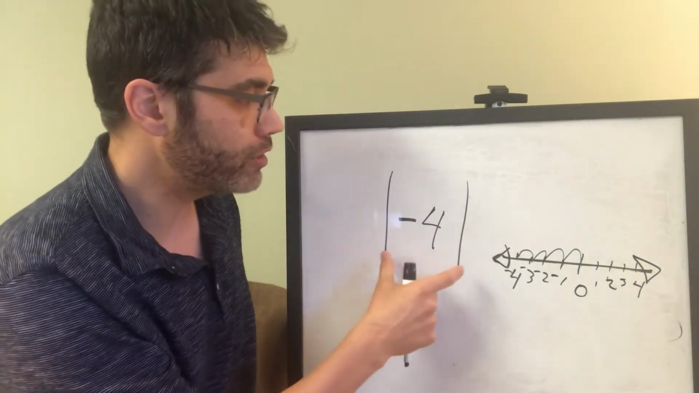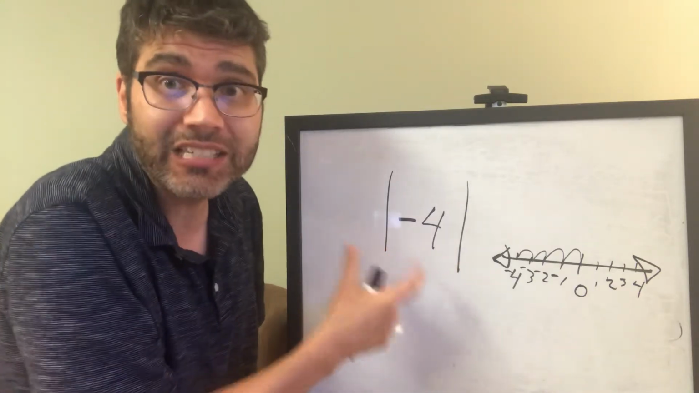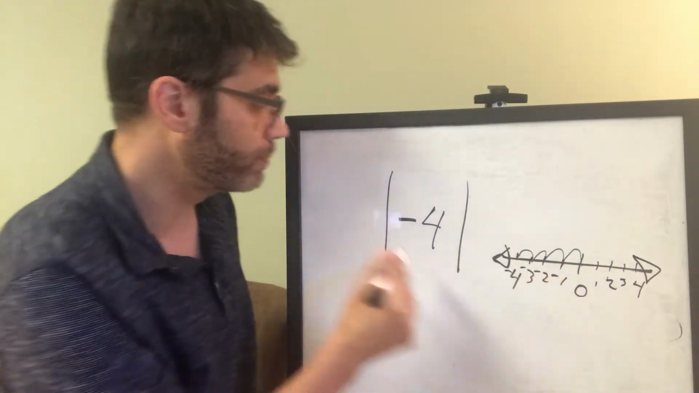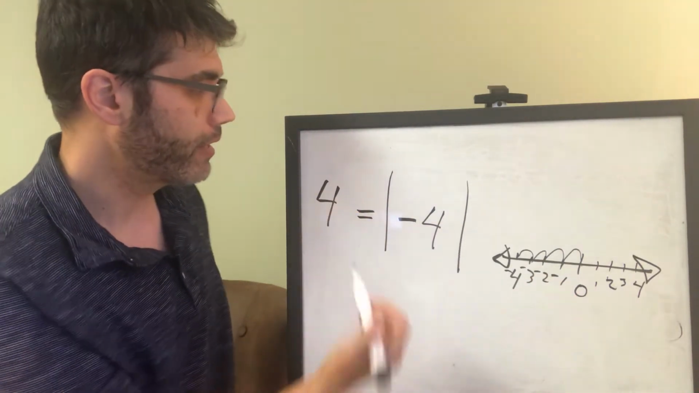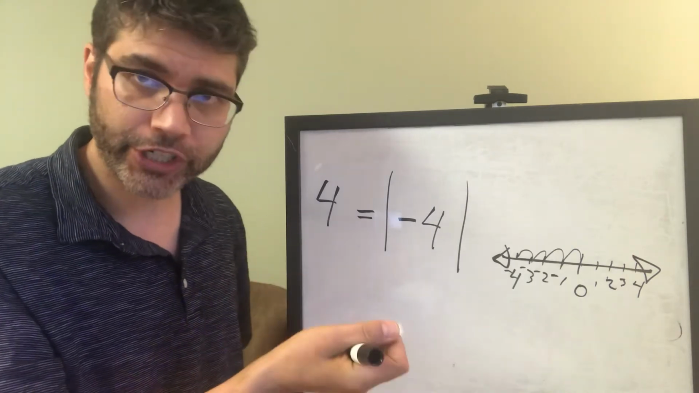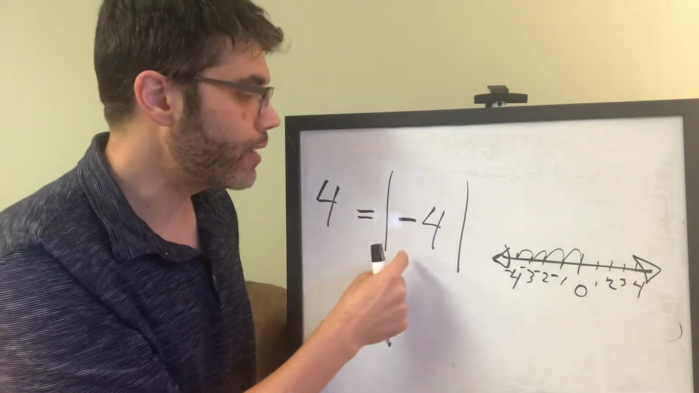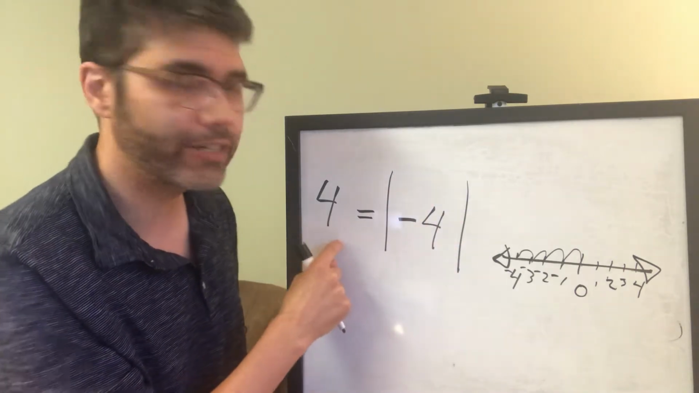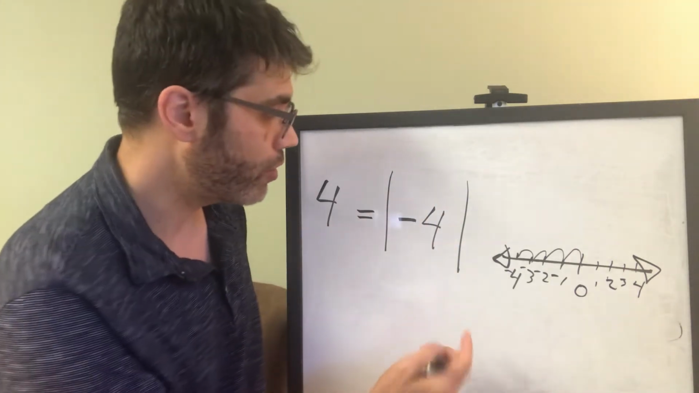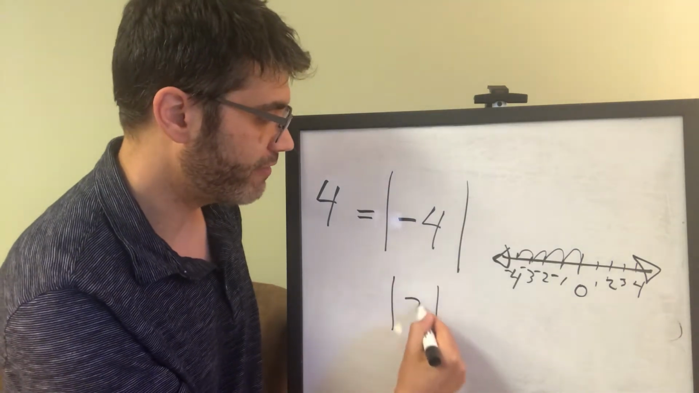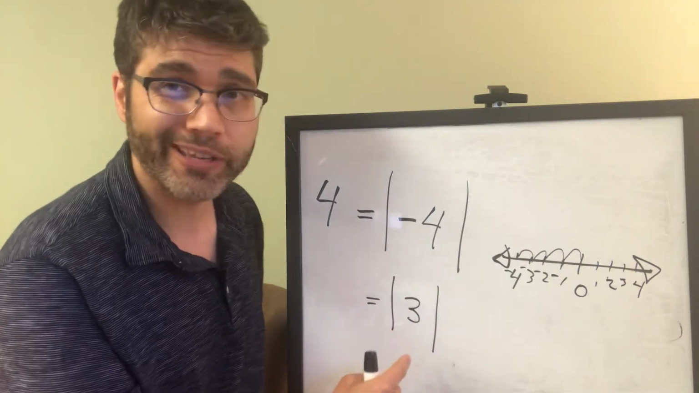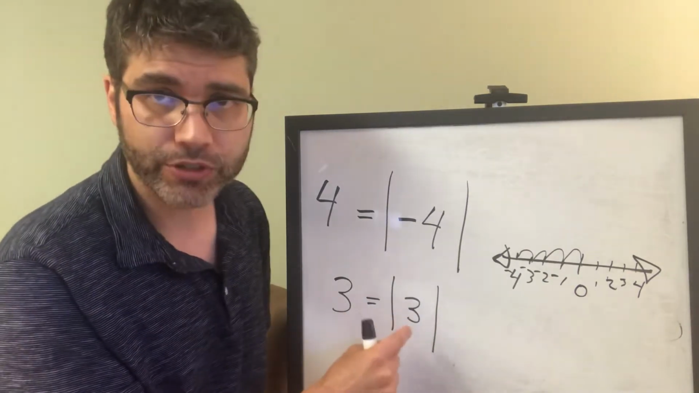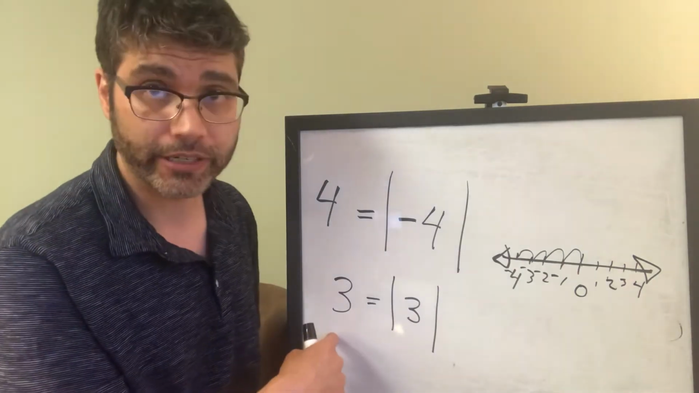So that means the absolute value of -4, meaning the distance of -4 to 0, is 4. In other words, a quick version, a shortcut, is to say whatever number is within the absolute value sign, you write the positive version of it. Okay, so here's the question. What if the positive version of the number is already within the absolute value sign? Well, then you just keep it. So the absolute value of 3 is 3.